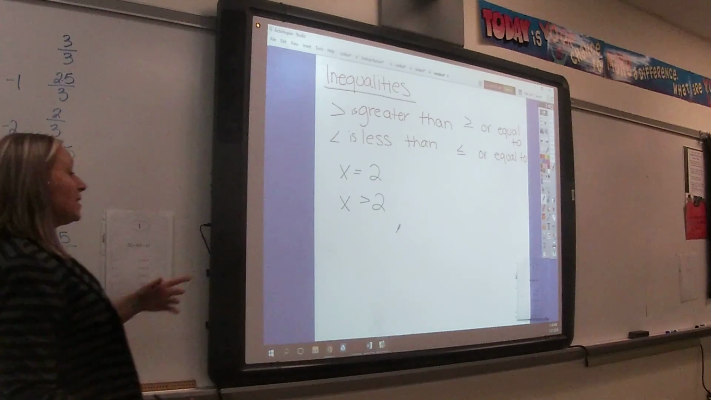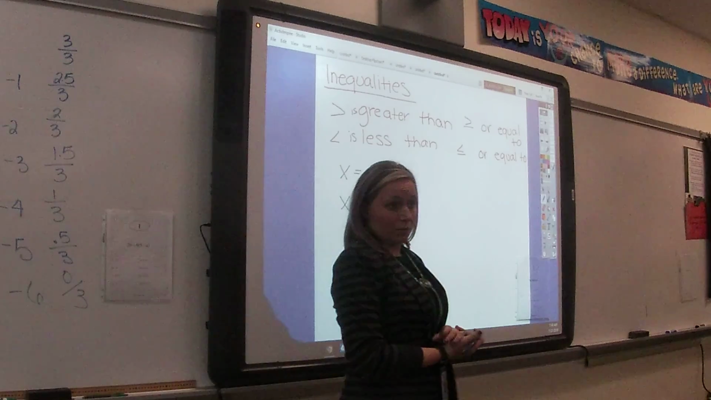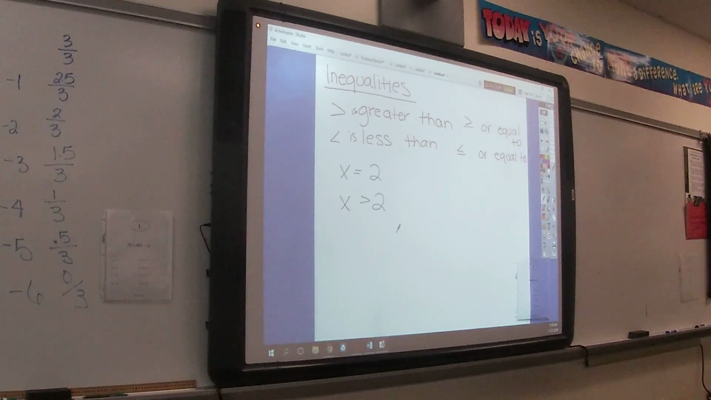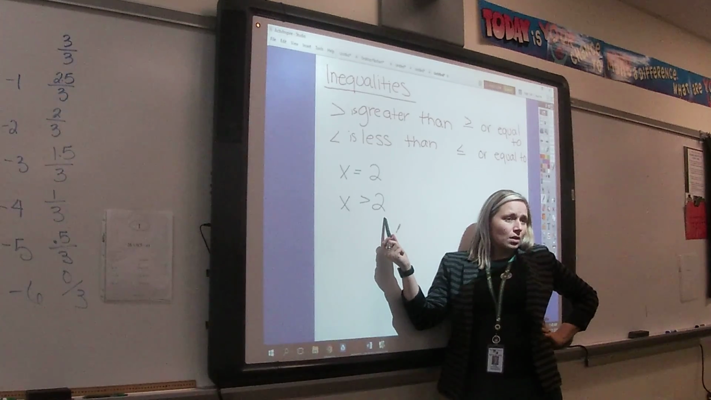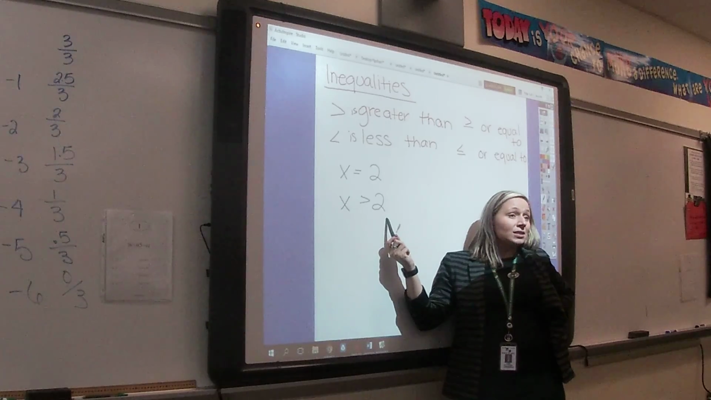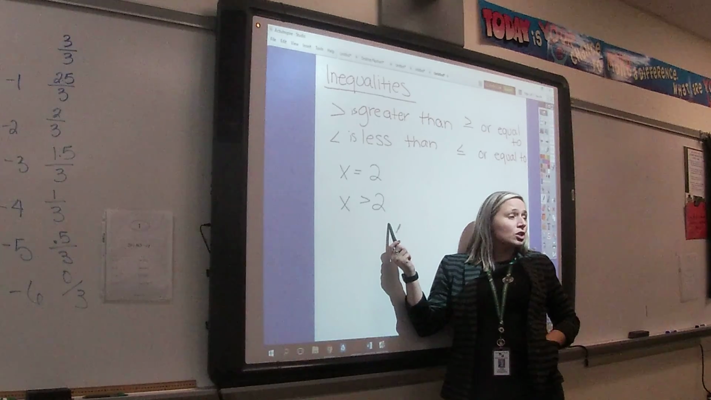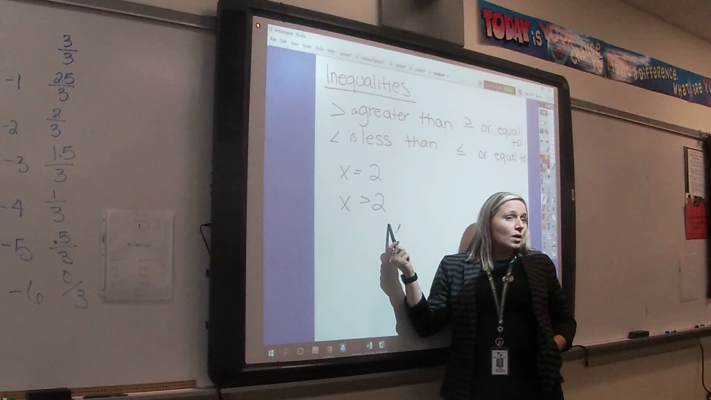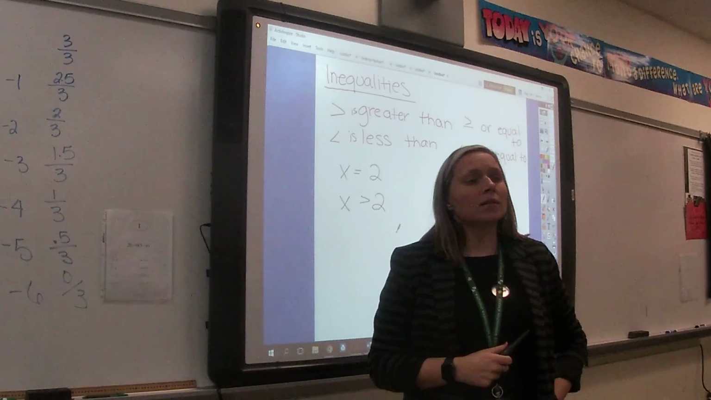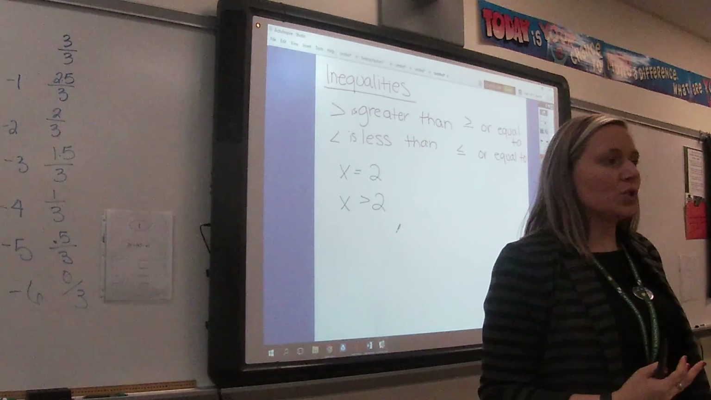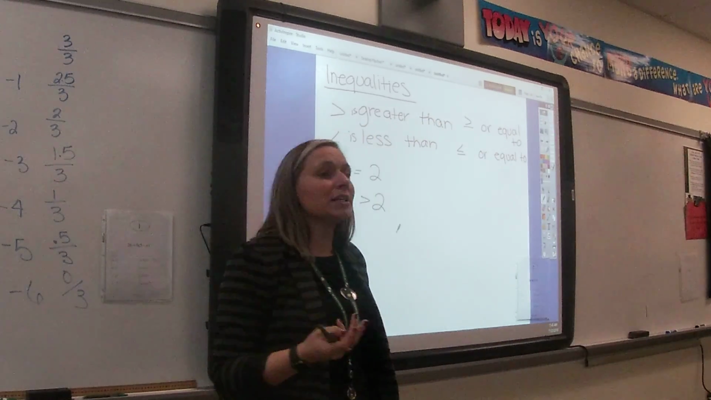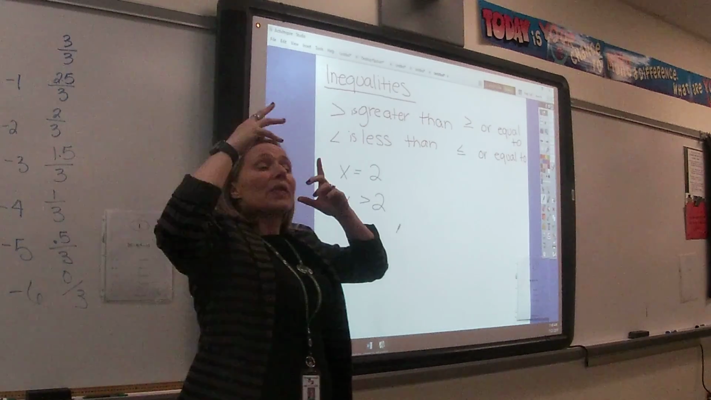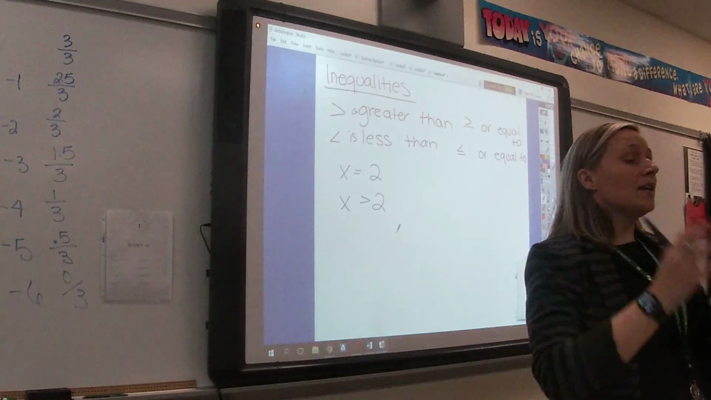We read this as x is greater than 2. If we say x is greater than 2, how many answers does this have? Anything more than 2. So what types of numbers are greater than 2? 3, 4, 5, 6, but what about like 2.5? Yeah. 2.1? Yeah. 2.01? Yeah. 2.001? Right, so this has an infinite number of solutions.